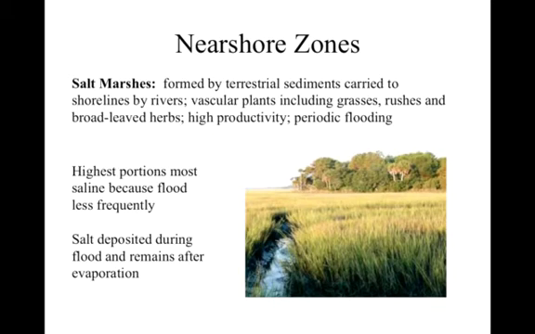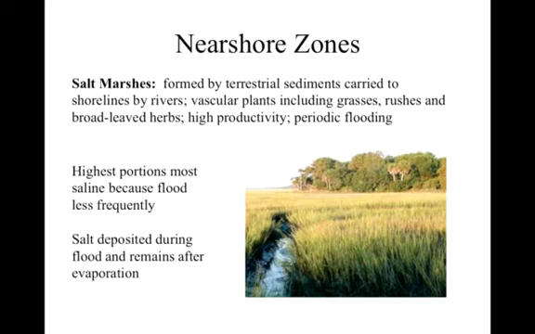Another type of nearshore zone that you also find in South Carolina are what's known as salt marshes. So these are formed by that terrestrial sediment that's carried to the rivers, but actually it builds up to the point where it's above the water level, and so you get vascular plants and grasses, including rushes and broadleaf herbs, growing on top of that sediment. And these are very highly productive areas, but they are subject to periodic flooding when you have big tides.